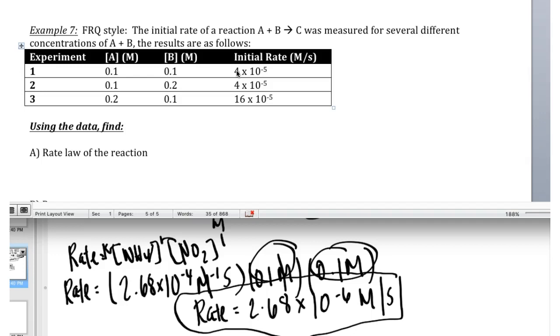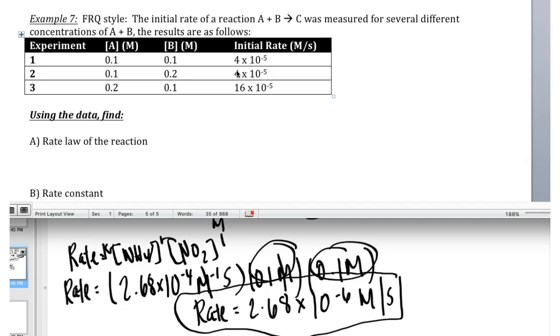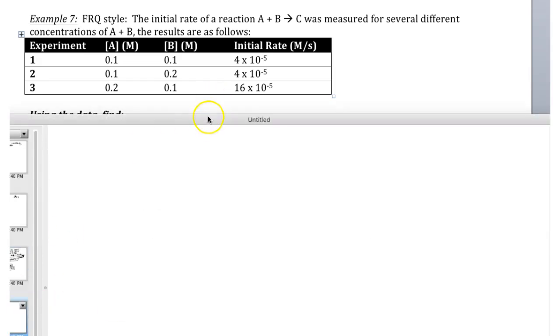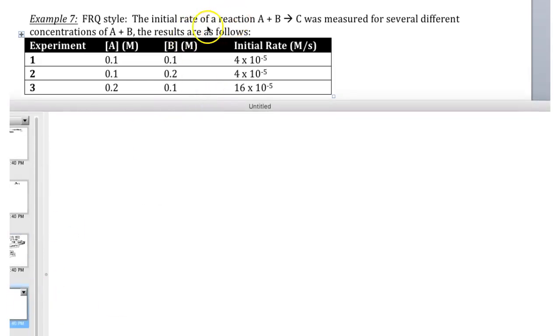So I'm going to try example 7 and you guys are going to try example 8. So for this question, it says the initial rate of a reaction A plus B makes C was measured for several different concentrations of A and B. The results are as follows. So look, A and B are the only substances we're really interested in.